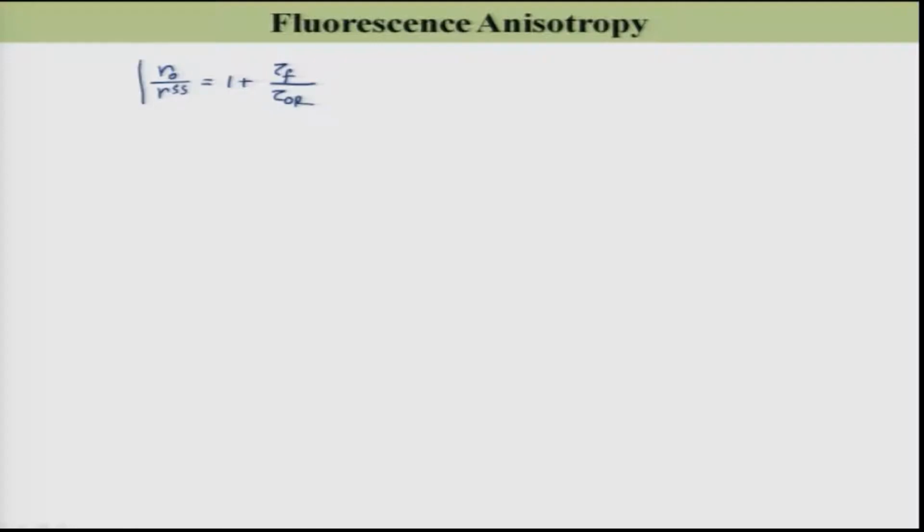Here R0 is the initial anisotropy, RSS is my steady state anisotropy, tau f is my fluorescence lifetime, and tau OR is the orientational relaxation time. So from here what you can see is that if you have some idea about the value of R0, RSS can be measured very easily from a fluorimeter where you have a polarizer and analyzer.